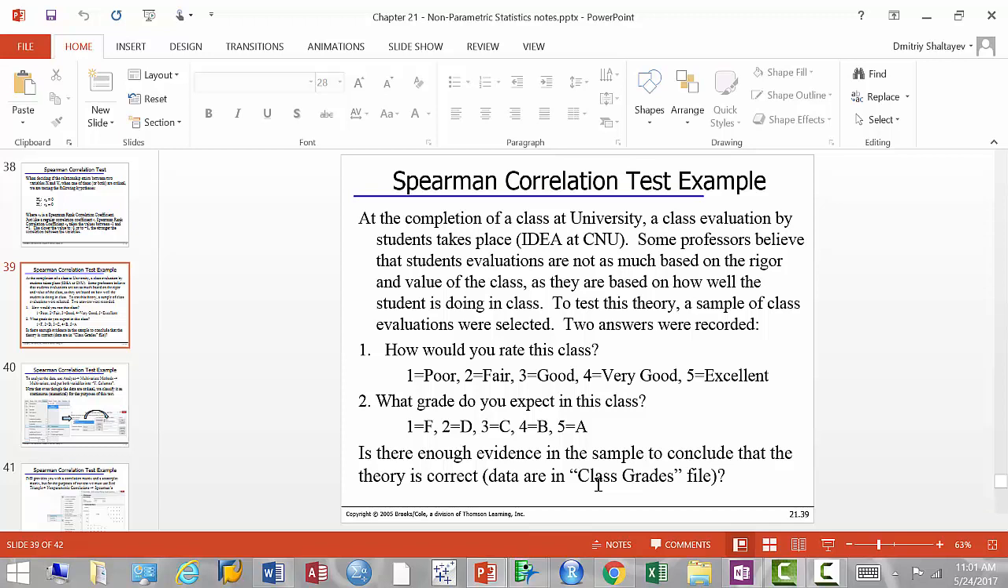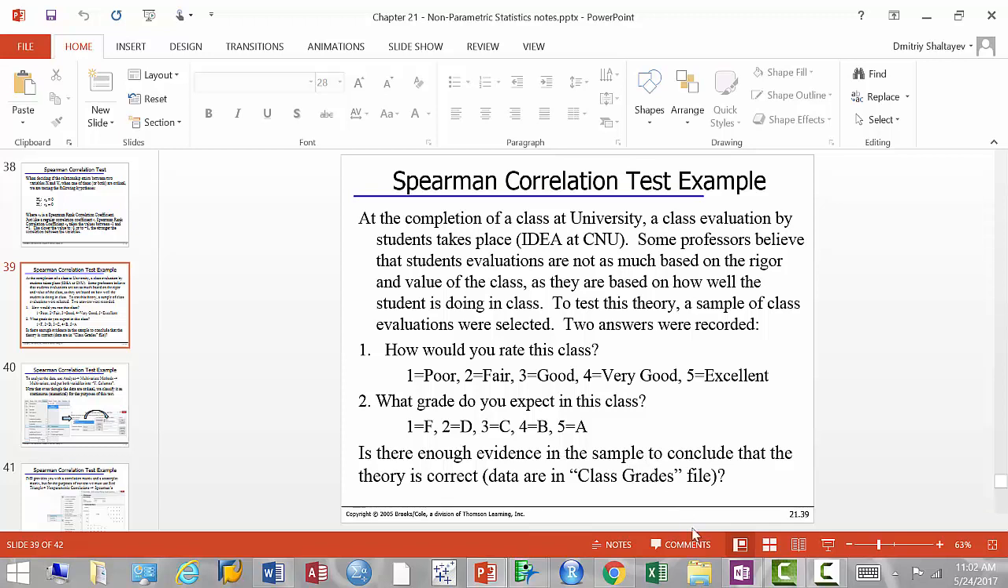So some professors may believe that students' evaluations of the class are based not on the rigor of the class, but rather on what they expect to get. If I'm expecting to get an A, I'll give professor good evaluations. If I'm expecting to get a D, I'm going to give them bad evaluations. Can that be the case? Well, it may, right, or may not. We have to collect the data.